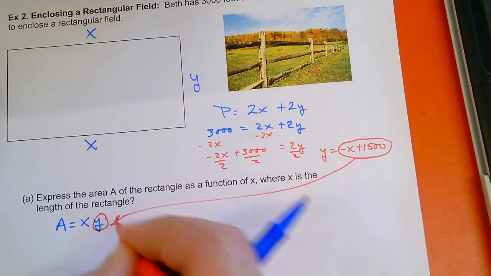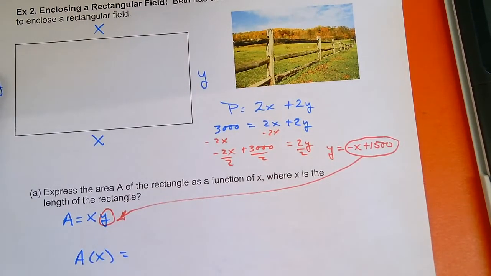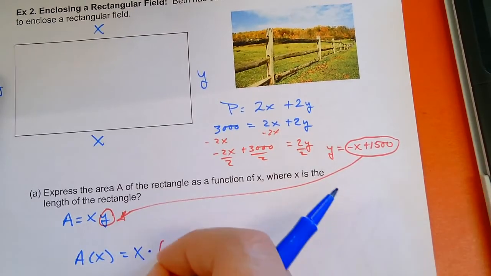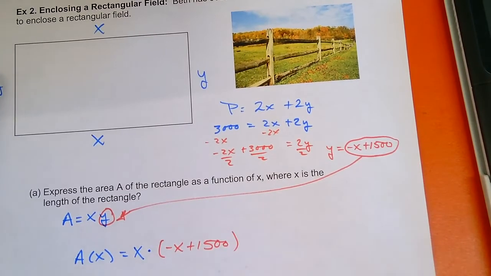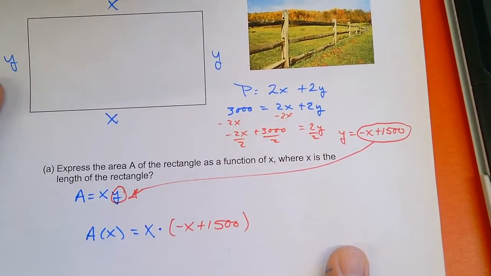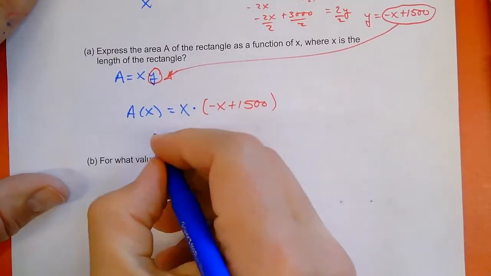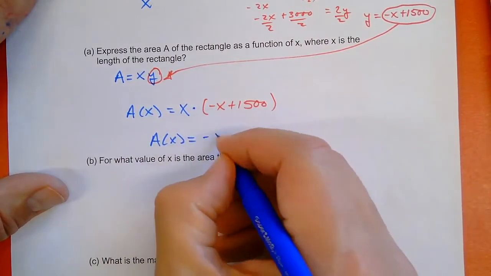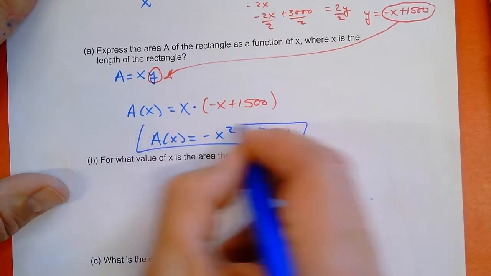Now I can plug that in. That's area in terms of x. And now I have x times this quantity of negative x plus 1,500. From there, we can go ahead and simplify, and now you can see where this comes in with quadratics. I get negative x squared plus 1,500x.